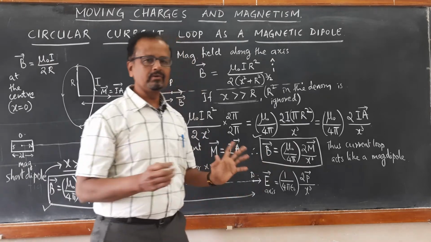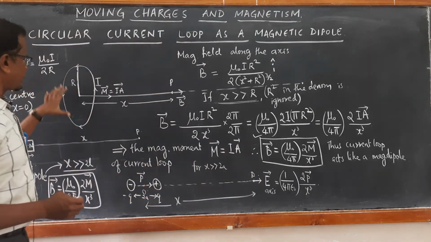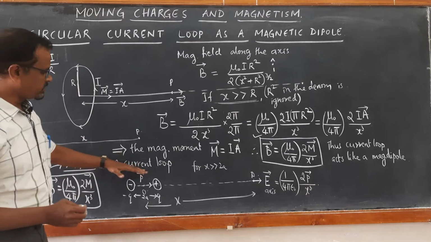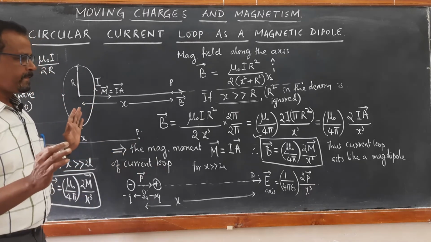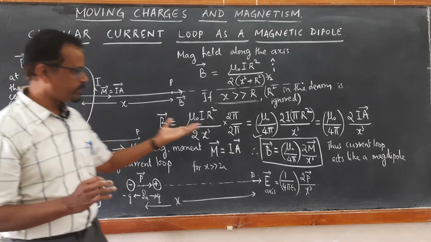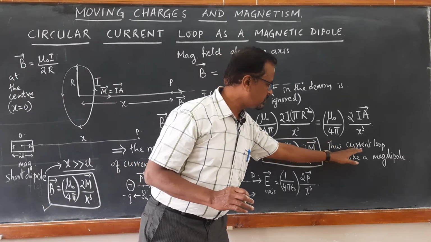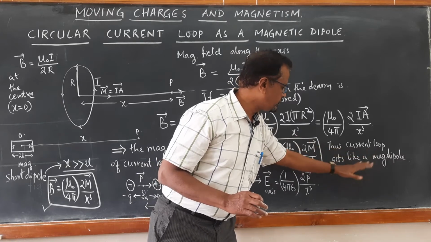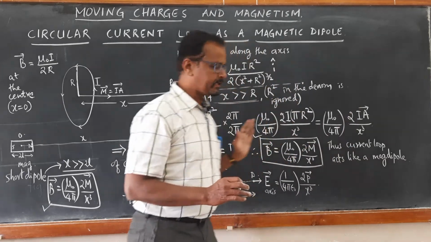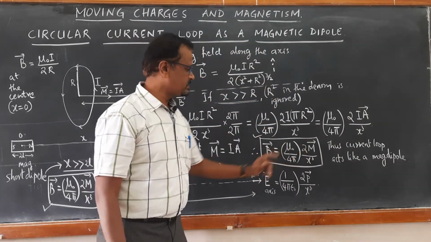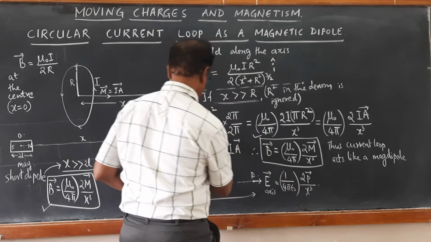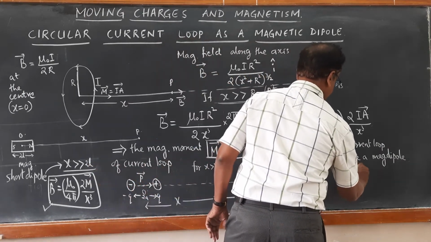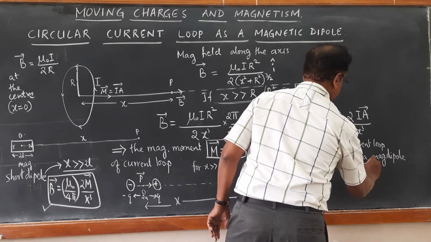So, thus we conclude that a circular loop carrying current behaves like a magnetic dipole, a short magnetic dipole. That is what I have written. So a circular loop carrying current behaves like a magnetic dipole, whose magnetic moment is given by m equal to I a vector.